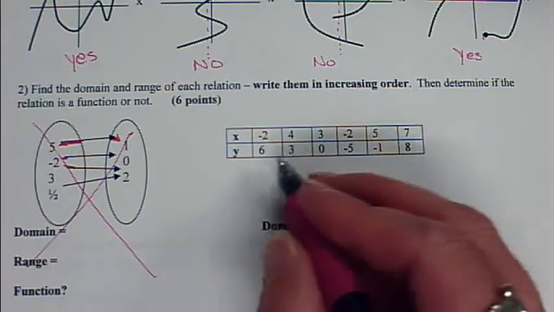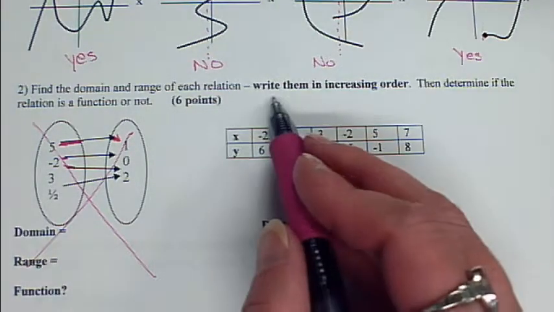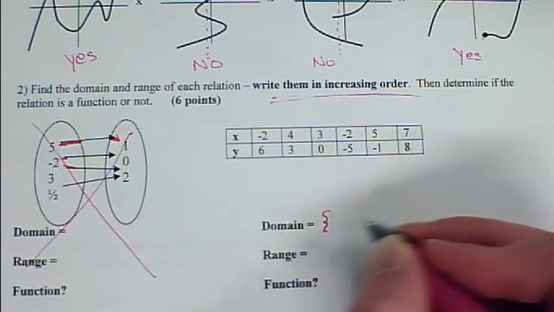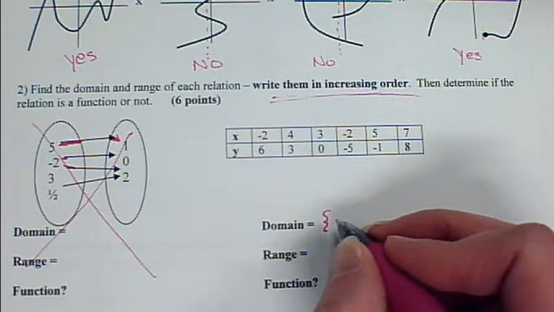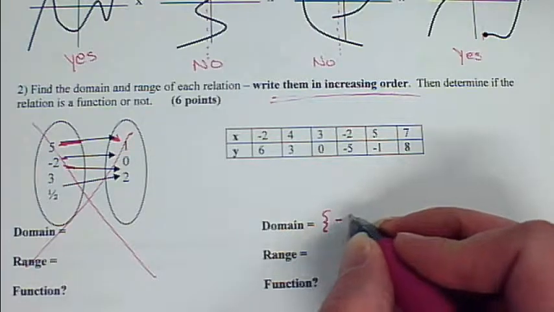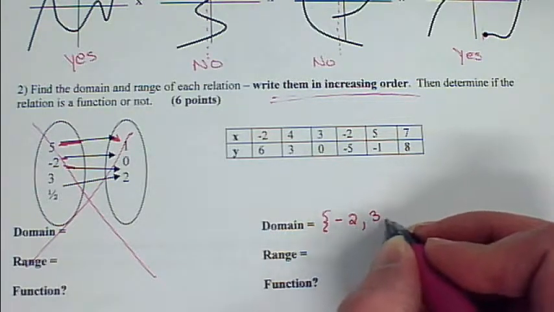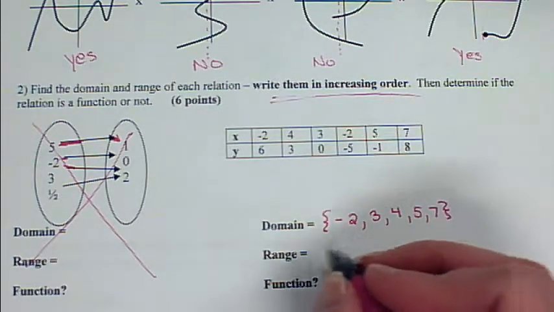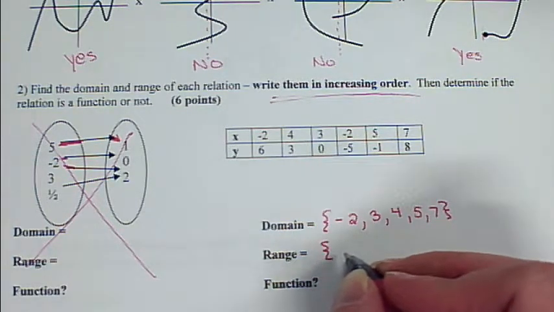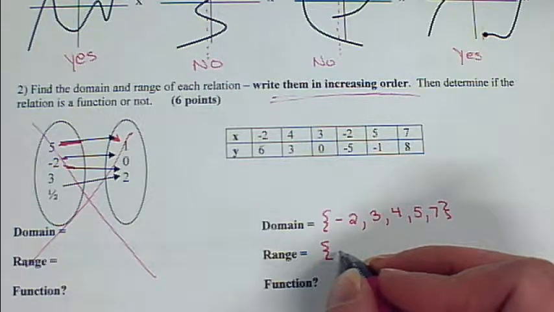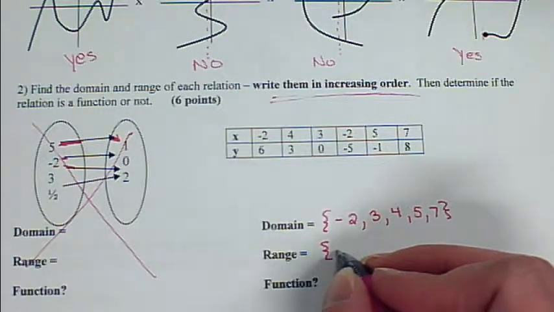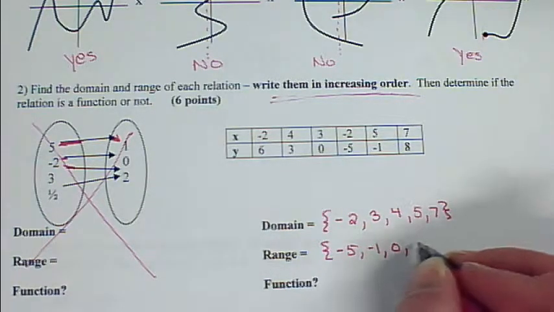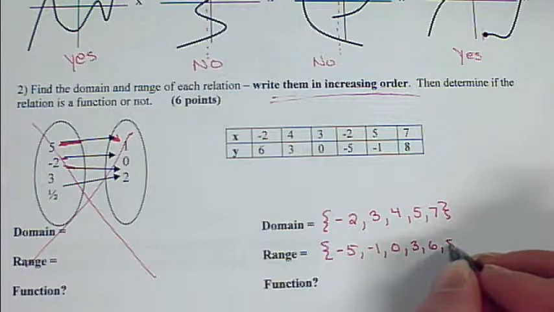Domain. What's the domain? That's all of your x values. And it says to write them in increasing order. So let's start with the smallest one. And since this is just a set of numbers, we use roster notation. So -2, 3, 4, 5, and 7. For the range, we look at our y values. And again, it's just a list of numbers. So we use roster notation. In increasing order, it starts at -5, -1, 0, 3, 6, and 8.